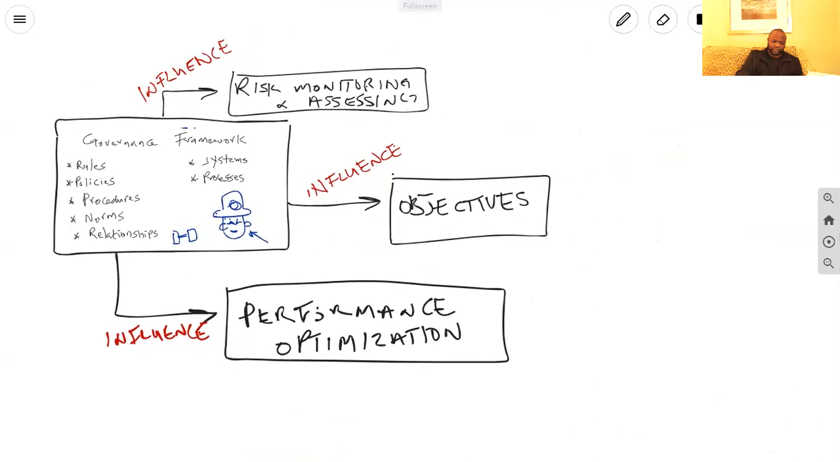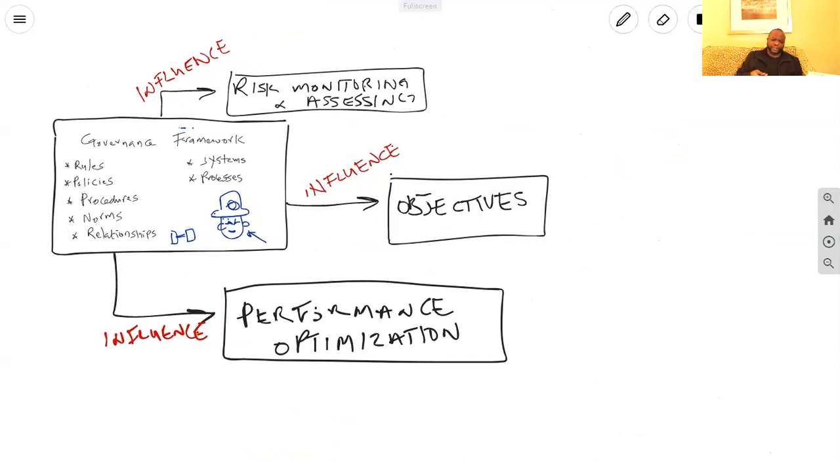And what does the governance framework do for you? It influences your risk monitoring and assessment, the objectives, performance optimization, choices the firm makes, so on and so forth. When we talk about performance optimization, this is management's job. Management should optimize performance across the firm. Okay, but that's not all. You see, we've barely scratched the surface, barely. Okay, but we're getting there. So remember where we are.